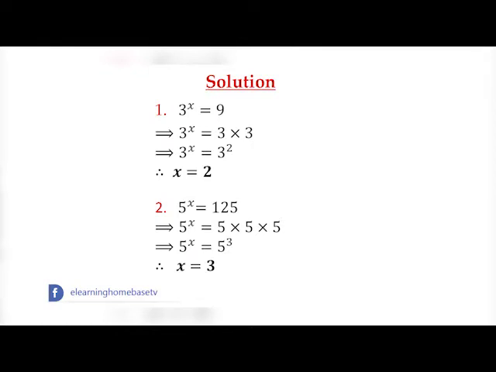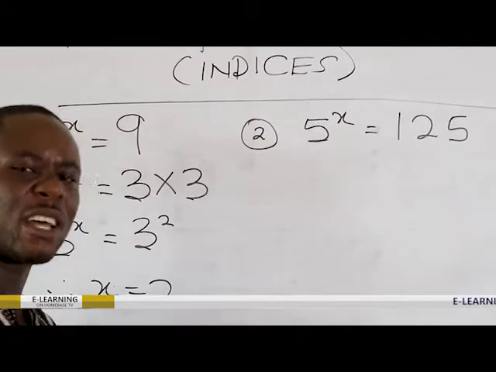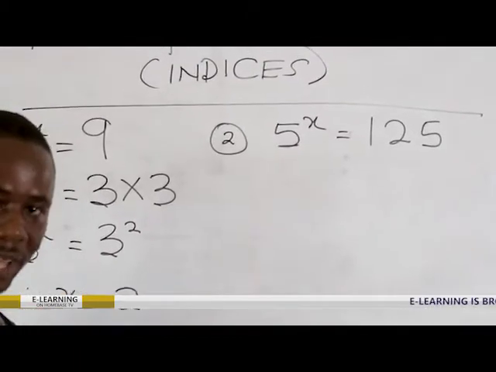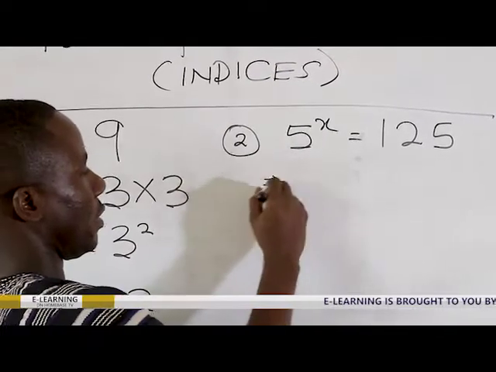Want to find the value of x if 5 exponent x is equal to 125. Since the base involved is 5, then on my right, 5 must multiply itself repeatedly some number of times. So as you multiply, solve the number.